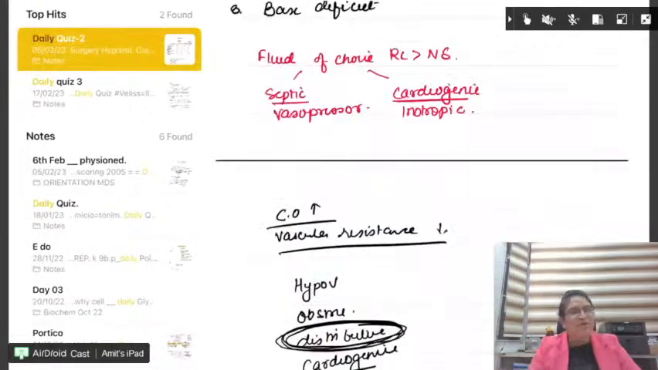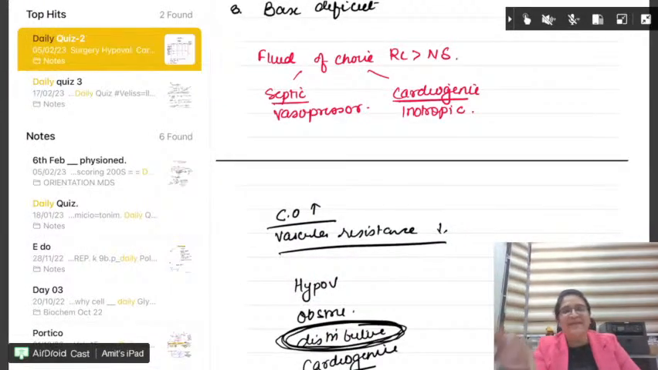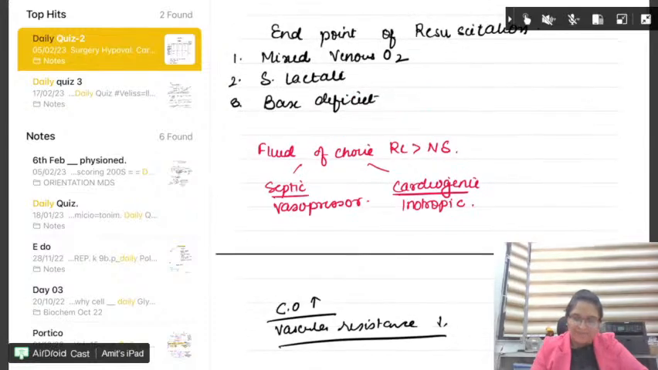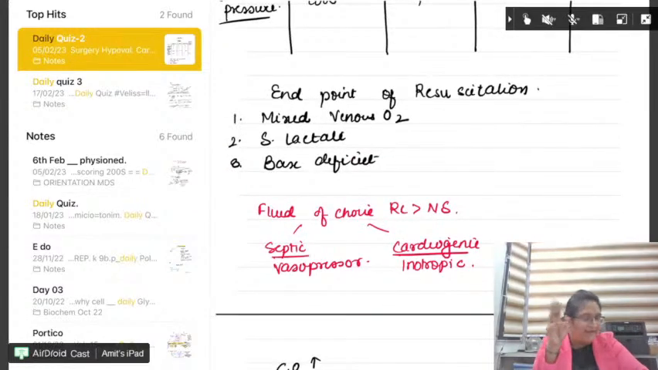So this was all about the quiz. All of those who are preparing for INI, you may please leave. You may please leave, everyone. Okay, end point. Here it is, beta, end point. 3 end points.